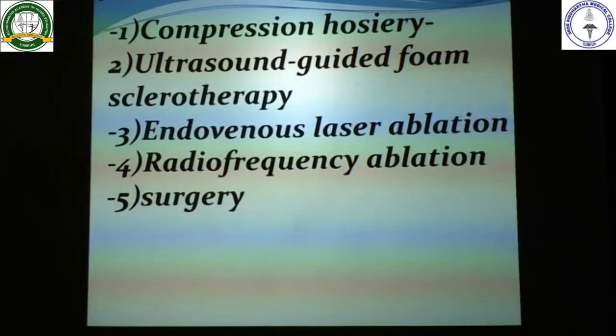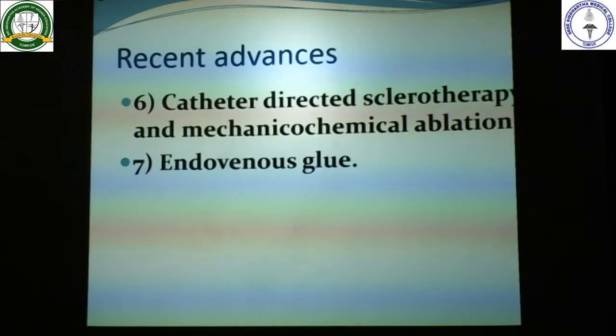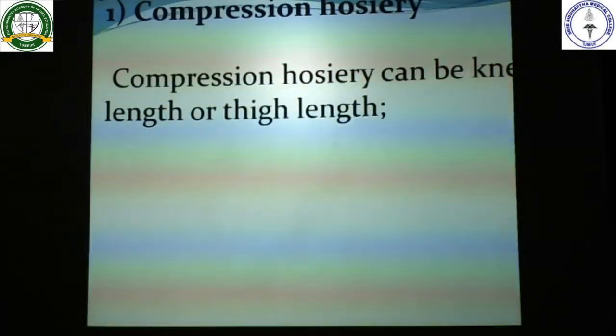Then endovenous laser ablation. Here the venous system is ablated using laser, so it is called endovenous laser ablation. And one more energy is radiofrequency ablation. Then by surgery also you can manage this case. And even recently, catheter-directed sclerotherapy and mechanical ablation, and even endovenous glue. So these are the variety of mechanisms for treating the tortuous veins.